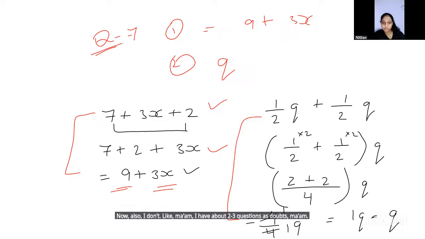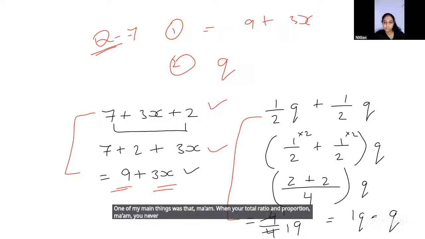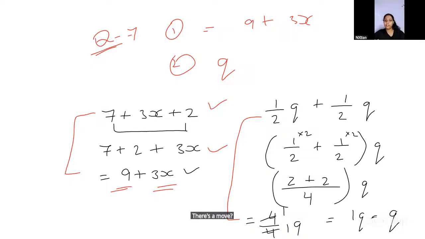But one of my main things was that, ma'am, when you taught us ratio and proportion, you never taught us about when they were in decimals. It's always been 1 or a number a little more than 1. But in the book, they're giving us decimals and they're giving us fractions. Then that's not ratio, right? Because we cannot simplify them further.